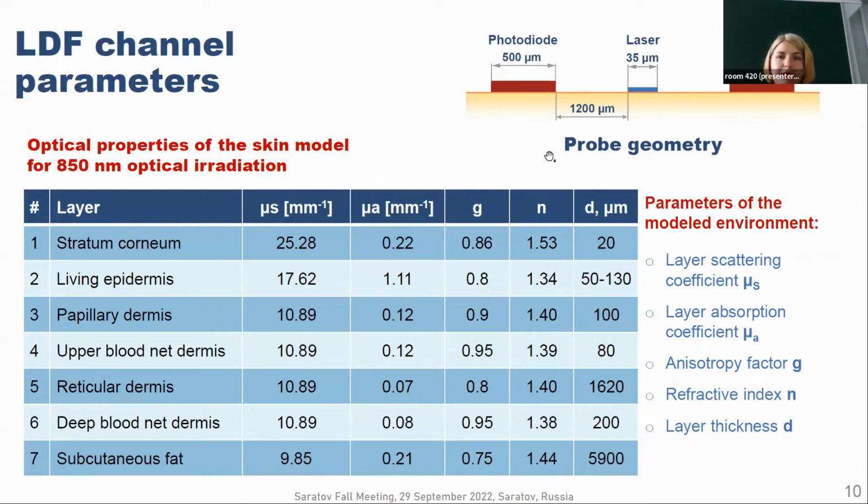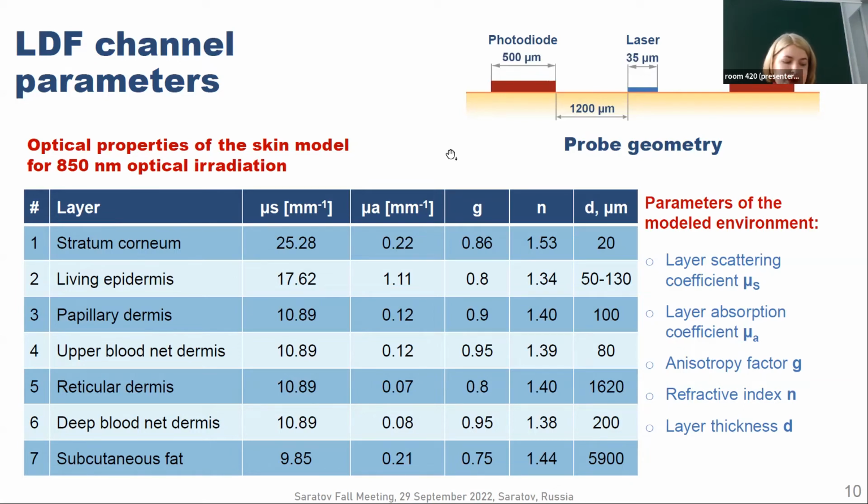This slide shows the parameters of the laser Doppler flowmetry channel taken into account while modeling. The laser Doppler flowmetry channel in the studied devices is implemented with optical radiation of 850 nanometers. In the table, you can see the optical characteristics of the skin for this wavelength, taken from the literature review. On the right part, you can see the geometry of the emitting and recording parts of the probe.